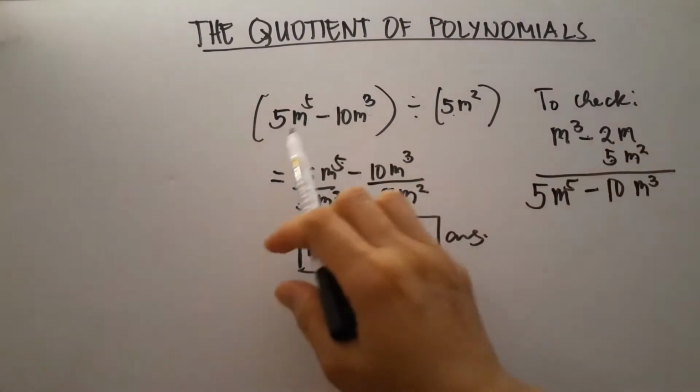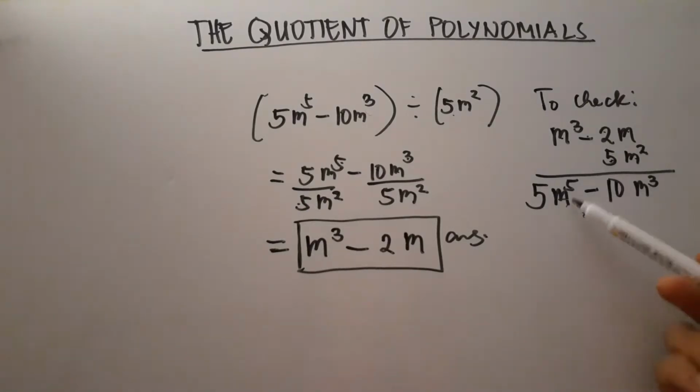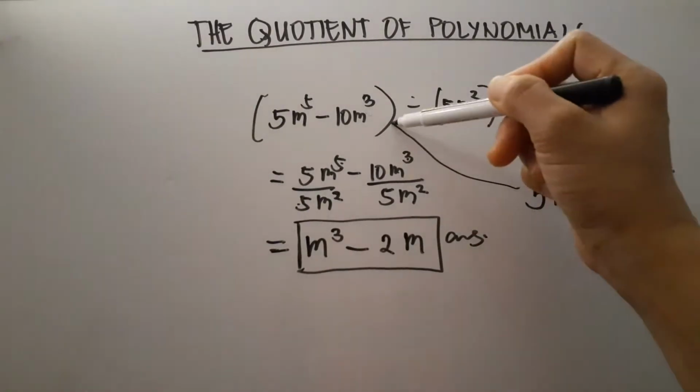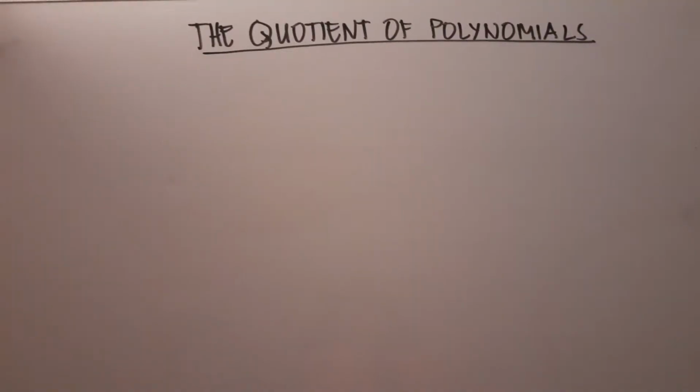That is, the quotient is correct. Since division by 0 is undefined, the quotient of (5m to the 5th minus 10m cubed) over 5m squared is undefined.